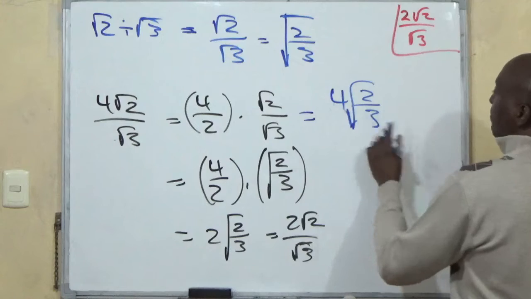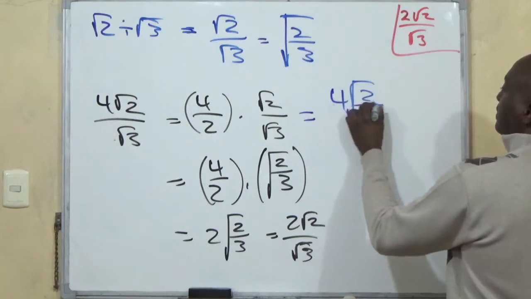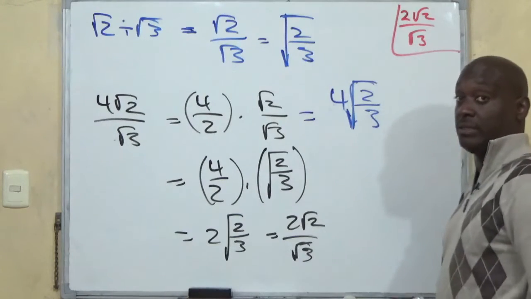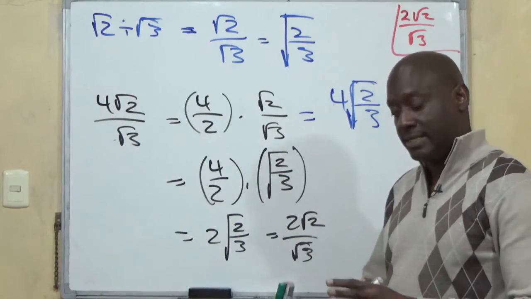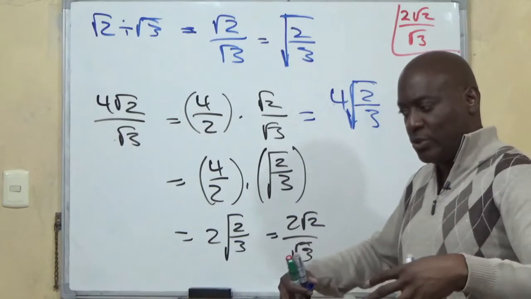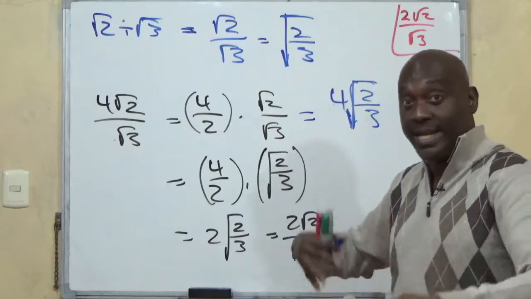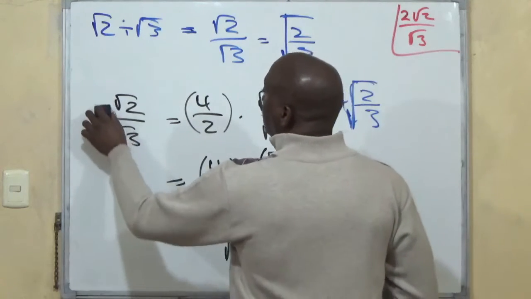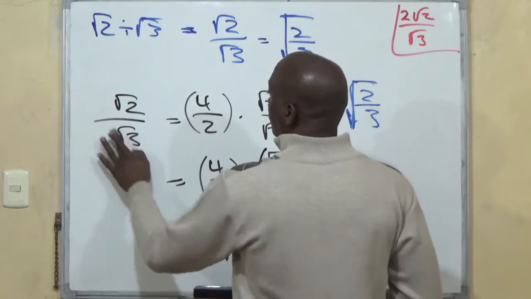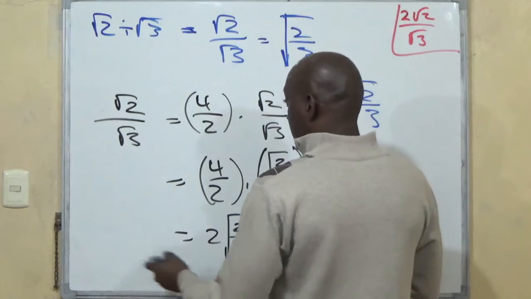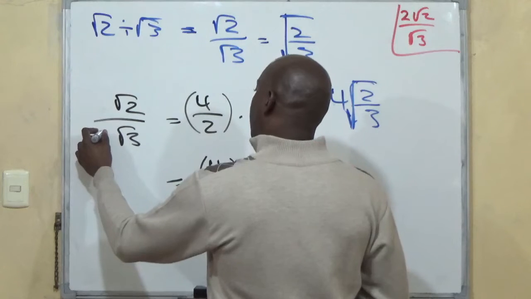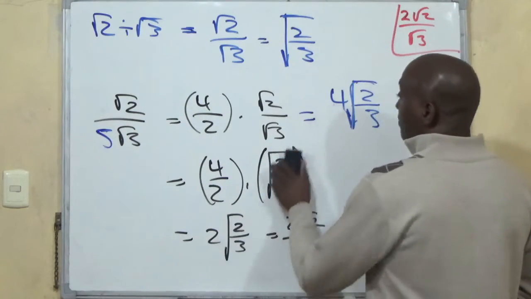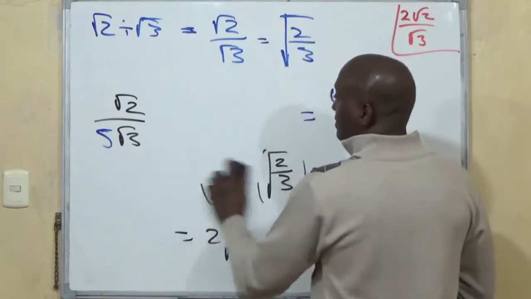There will be contexts where 4 by root 2 over 3 is what we want to write. There will be other contexts where 4 root 2 over root 3 is what we want. No problem with that. I'm just going all out to show you the different ways in which we can express the thing. How about if I have root 2 over 5 root 3? Root 2 over 5 root 3 is just that.